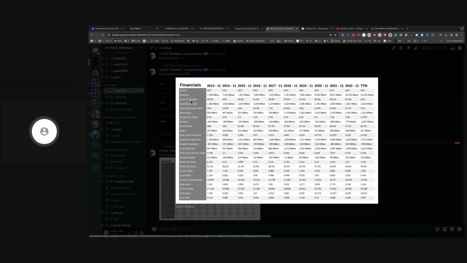Then you want to look at gross profit. Gross profit's been going up. So obviously they take a pretty considerable amount. So it's pretty good. Operating income has been going up. Operating income ratio is doing well. Again, if you don't know what this is, the mastering teaches you. There's PDFs that explain each one.